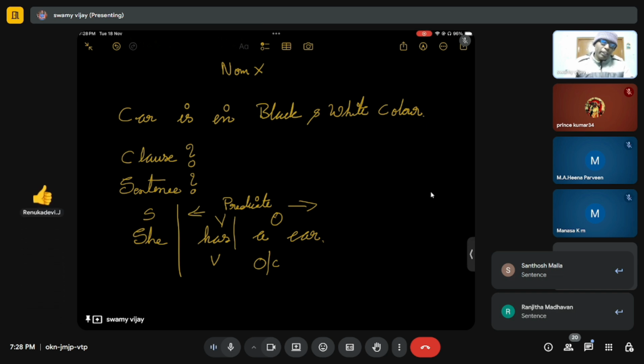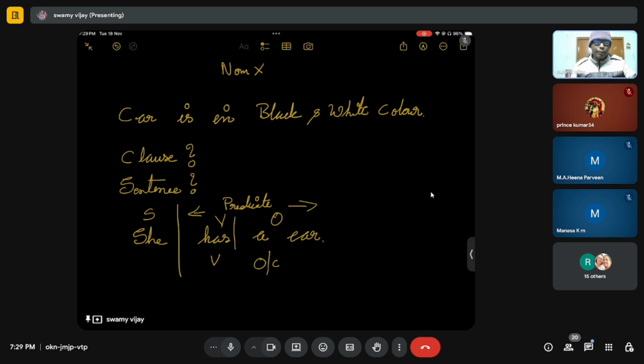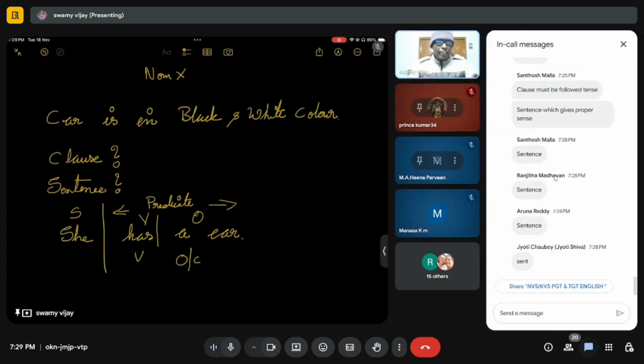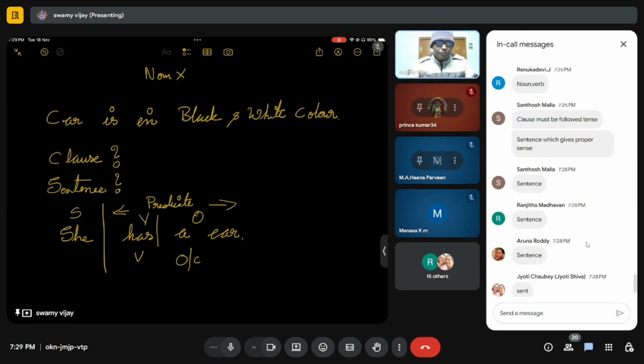Okay, then what is a clause? Give me one example for a clause in your text box. Give me one sentence or a group of words and show me, give me one line or a group of words which we can consider as a clause.